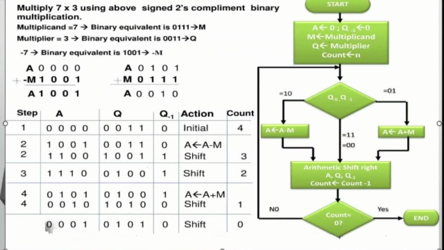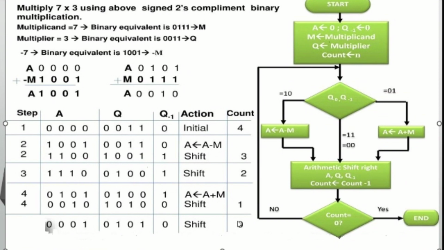Hello, I am Atharva, roll number 7. I will continue. As Prasad explained the required steps to perform binary multiplication using Booth's algorithm, I will explain the example using these steps.